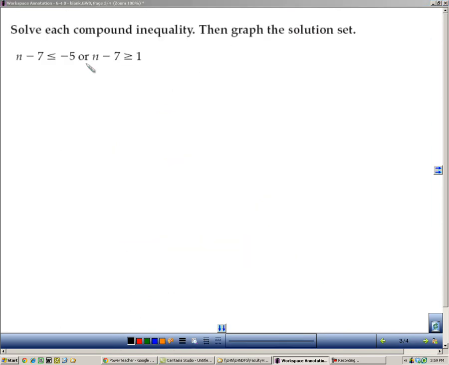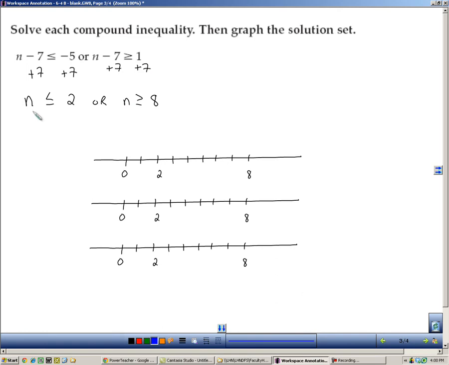Here's a component inequality with the word or, so we'll solve, add 7 to both sides. N is less than or equal to 2, or add 7 to both sides. Looks like n is greater than or equal to 8. So we'll do 3 graphs. The first one, n is less than or equal to 2. It's a closed circle on 2 because the sign is less than or equal to. And less than goes to the left. Greater than or equal to 8, closed circle, because 8 is also included, and we go to the right.